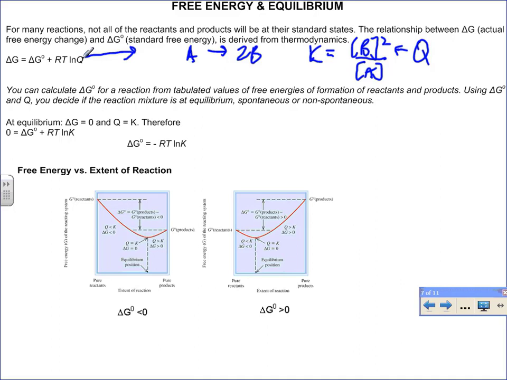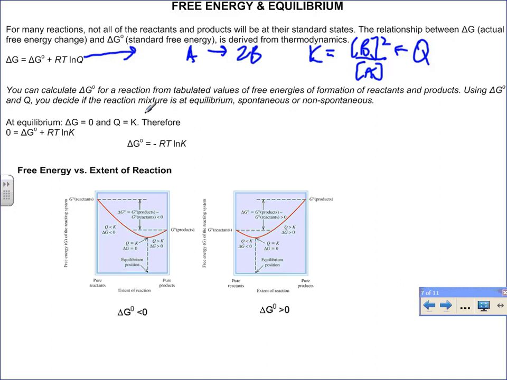Now, if you look at this, when we're at standard conditions where everything is 1, we would have ln of 1 here, and ln of 1 is 0, so that's why this term is 0 at standard conditions, and it's just equal to G naught.